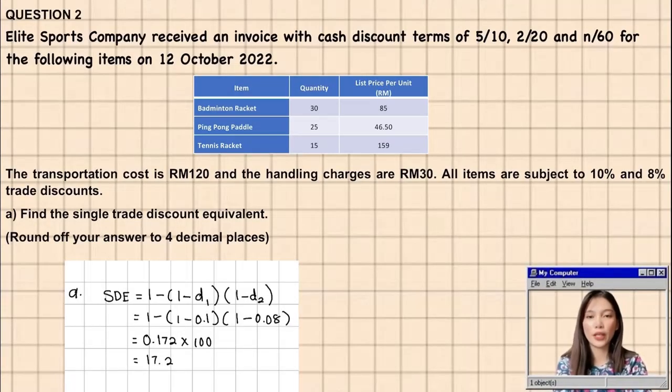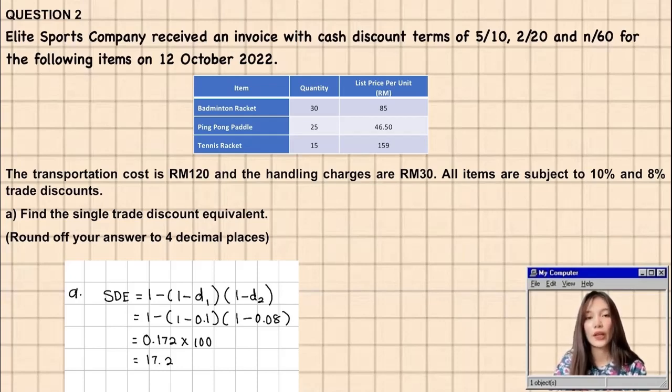Let Sport Company receive an invoice with cash discount terms of 5%/10 days, 2%/20 days, and N/60 days for the following items on 12 October 2022. Badminton racket, quantity is 30, list price per unit is 85. Ping pong paddle, quantity is 25, list price per unit is RM46.50.